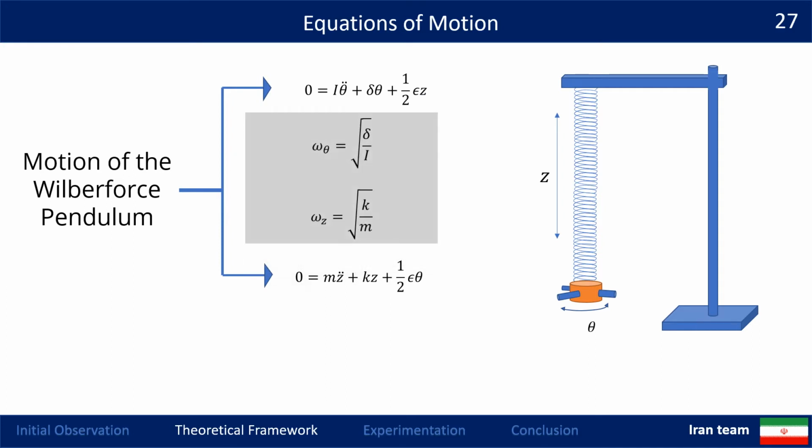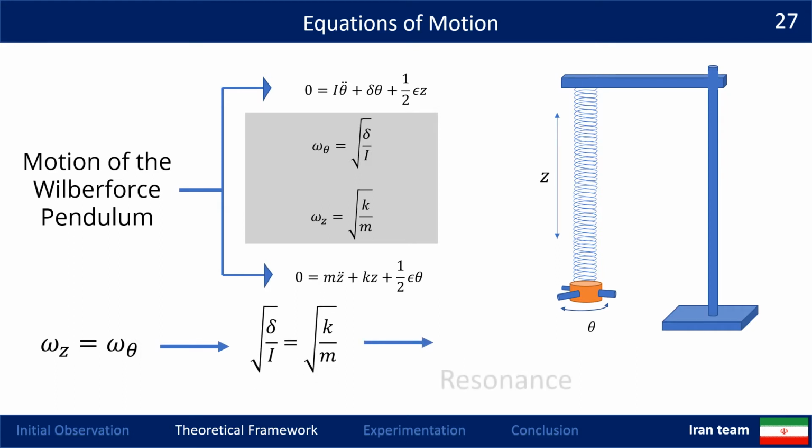Now, for the frequencies, we can substitute in the values of the angular frequencies for the theta and the z directions. If they are equal, in other words, if the square root of delta over I is equal to the square root of k over m, then that means that the system is in resonance.